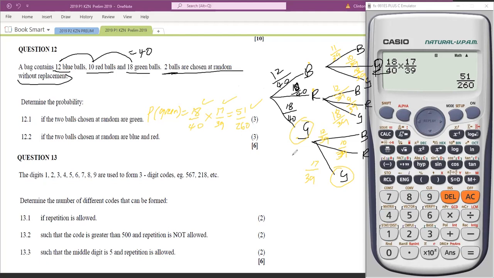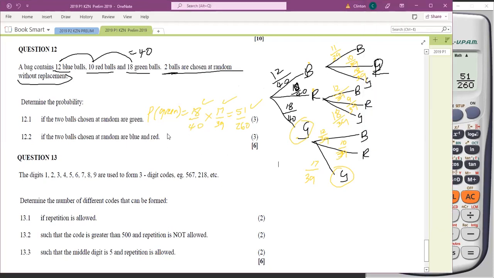Now let's check this one. The second question, what do they want? They want us to determine the probability if 2 balls chosen at random are blue and red. Blue and red. They didn't give us the order, you see? They said blue and red. So I'm going to check where I can get blue and red. Okay, let me use a different color so that we can see it.